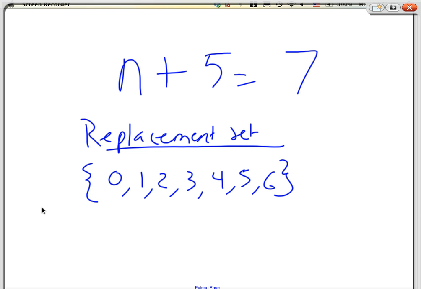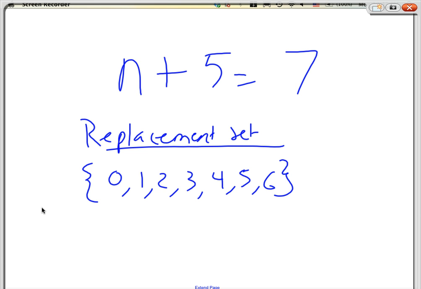I know that you probably look at this and figure out, okay, I know what my answer is already. However, just pretend you don't know. You don't have a clue. All that you're doing right now is plugging in. This is why we call it a replacement set. You take each value inside the set and replace the n with it, and test it out to see which one will make this open sentence true. Okay, so let's test it.